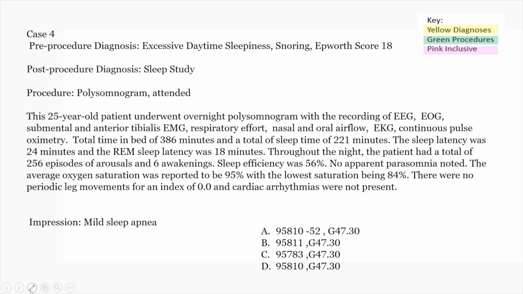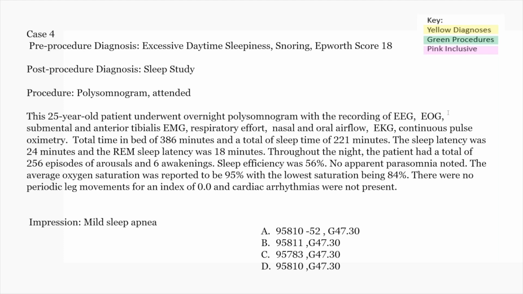Okay, answer A, 95810 modifier 52, G47.30. Answer B, 95811, G47.30. C, 95783, G47.30. D, 95810, G47.30.